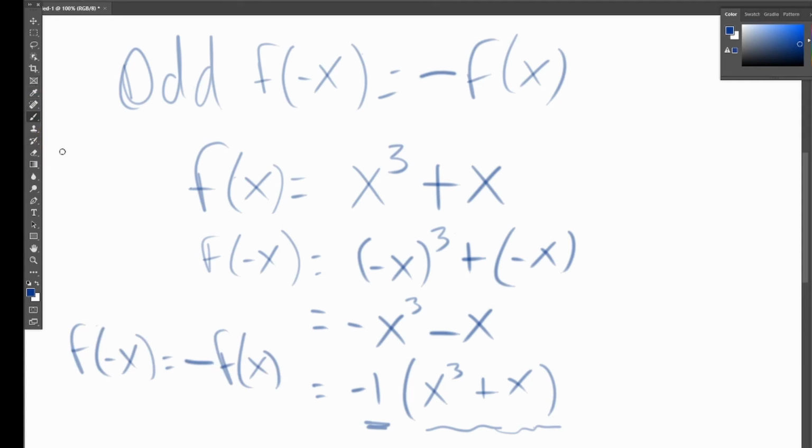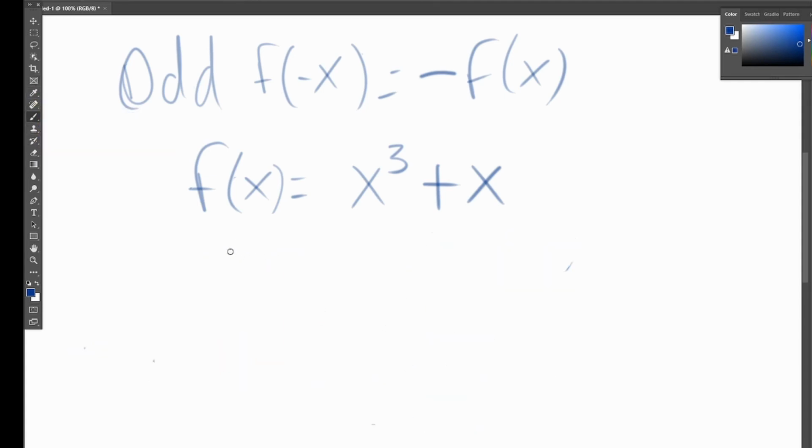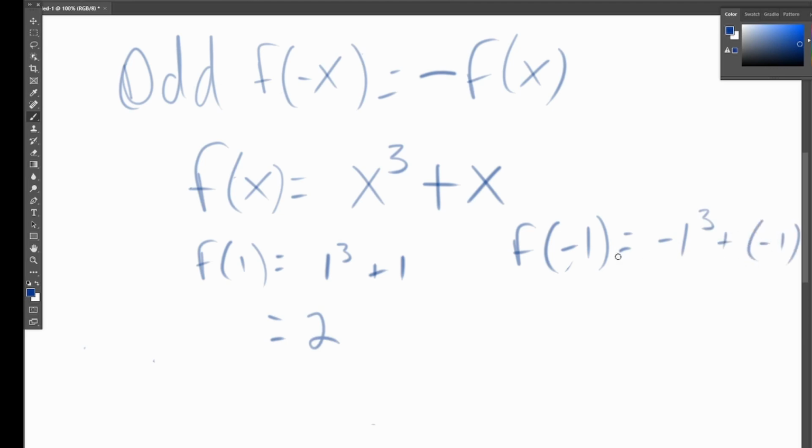And we can try it out with some numbers as well. Let's try this with an easy number. We'll do f of 1, and then we'll do f of negative 1. So this will give us 1 cubed plus 1, which equals 2. And for the negative 1 function, this will give us a negative 1 cubed plus a negative 1, and this will equal negative 1 minus 1, which is now negative 2.